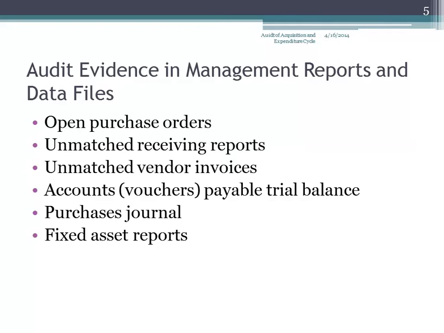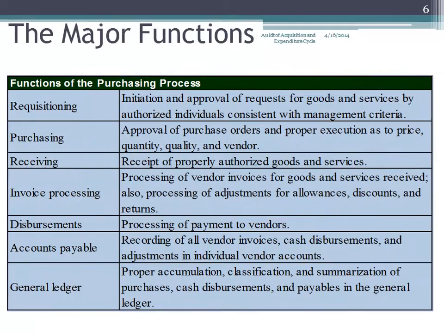So the major functions in the purchasing cycle, or acquisition and expenditure cycle, are obviously requisitions, which I talked about already. User departments issue requisitions. You want to see controls over requisitions because not everyone in the user department should have the ability to requisition goods. Because when you're requisitioning goods and sending this to the purchasing department, you're essentially committing the company's funds.